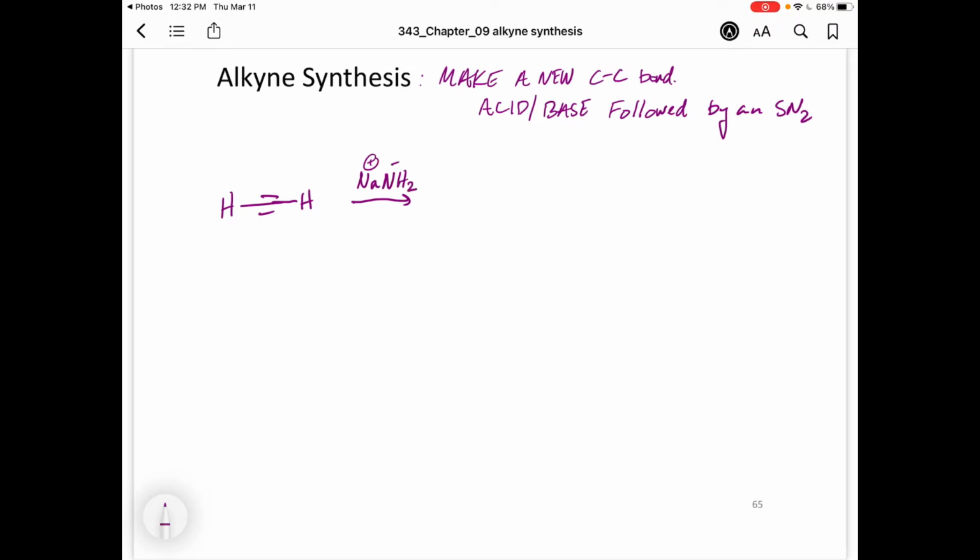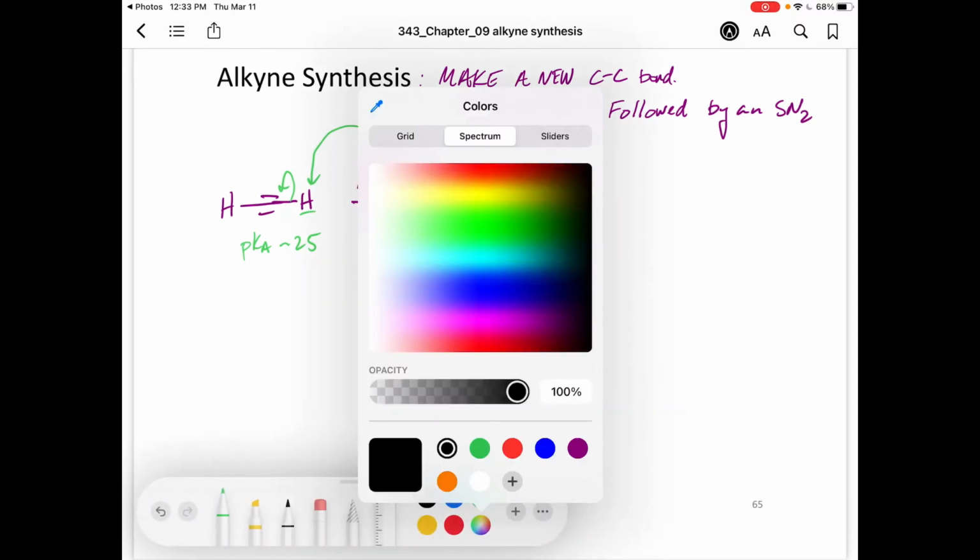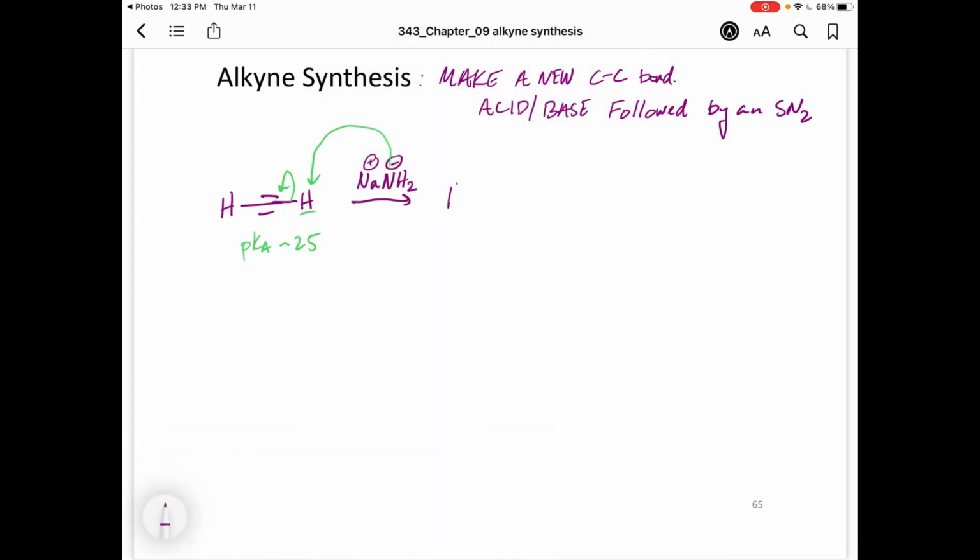So this has a negative charge here. Now, if we think about the pKa's, we know the pKa of the most acidic proton here on acetylene would be around 25, and it's one here on the end. Each one has a pKa of 25. And we're going to do an acid-base reaction where we're just going to deprotonate. And then we made NH3.